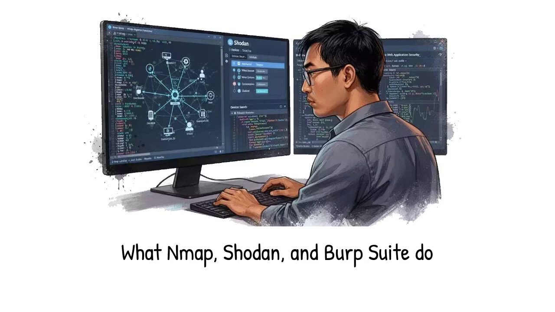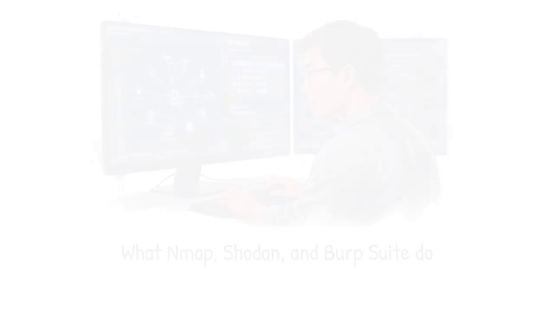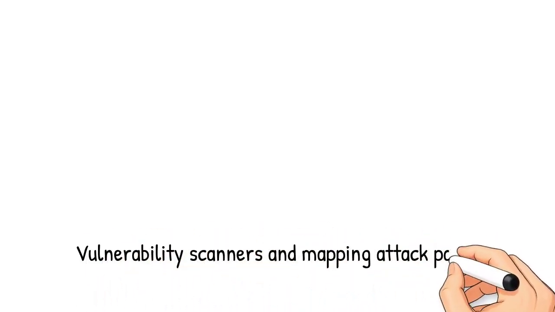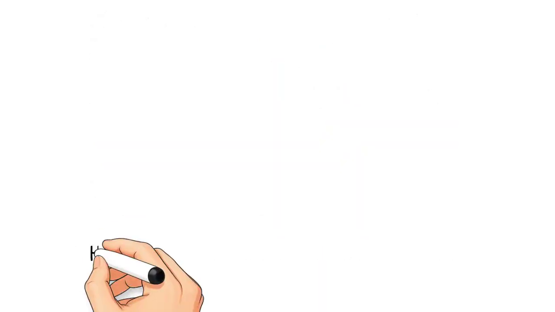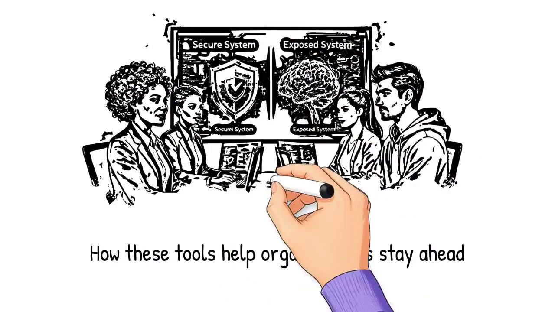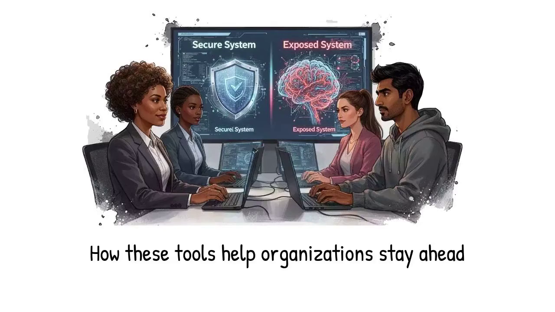Burp Suite is used to test web applications and APIs for weaknesses. Nessus and OpenVAS are vulnerability scanners that identify outdated software and misconfigurations. Bloodhound is used to map Active Directory attack paths. Cloud security tools help identify misconfigurations in cloud environments before attackers do. These tools help organizations understand their exposure before attackers do. By proactively identifying vulnerabilities and misconfigurations, security teams can reduce the ways attackers might gain access to their systems.